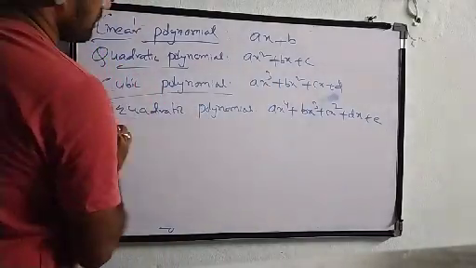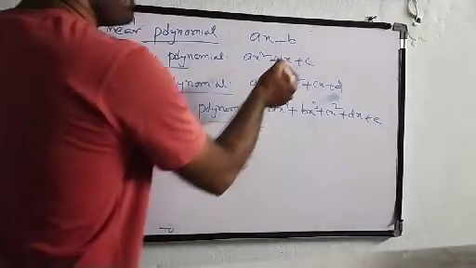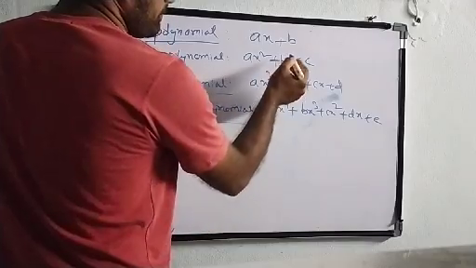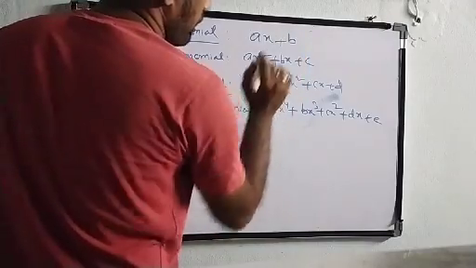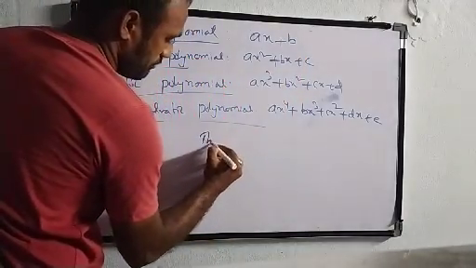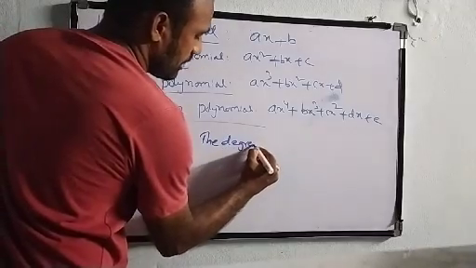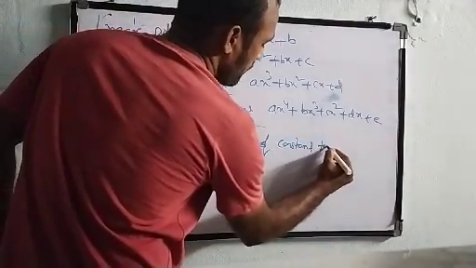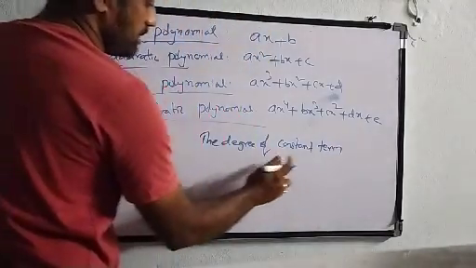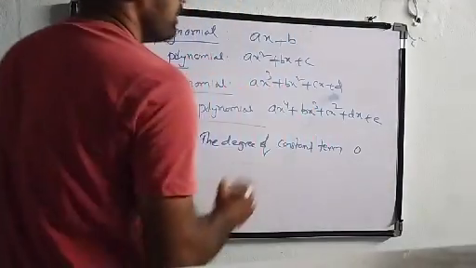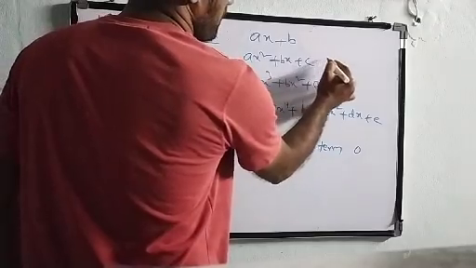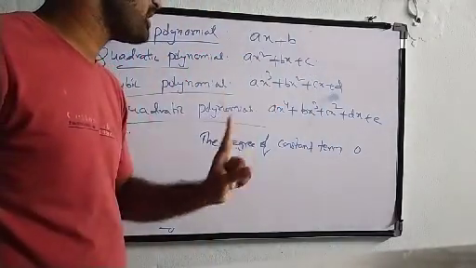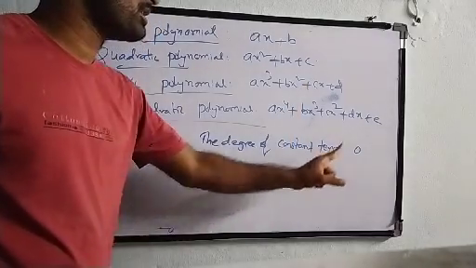So they may ask in our objective type also, what is the degree of the constant term? The degree of the constant term will be 0. Make sure of this. If in the above polynomials you observe the degree of any constant term, it will be 0. Why? Because we can write here x power 0, here also we can write x power 0. Anything to the power of 0 is 1. So that's why we are not mentioning x power 0. The degree of the constant term is always 0.